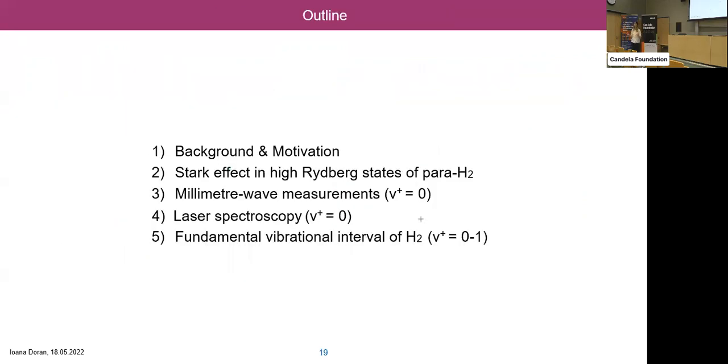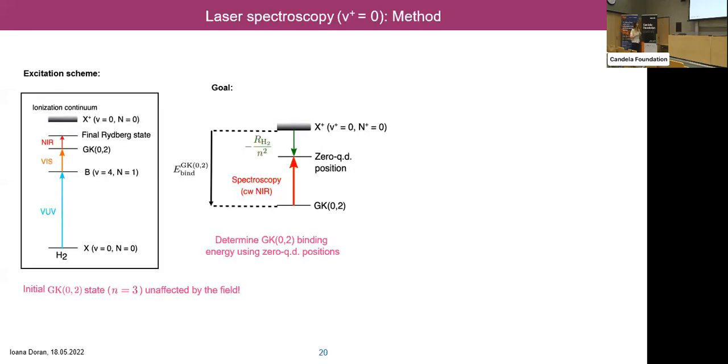So as an alternative, I will now move on and present the second type of measurements that we performed. So these are laser spectroscopy measurements. So I will start with describing the method for V plus equals 0. So this is the ground vibrational state. And here we go back to the initial excitation scheme. So in the last step, we go from the GK state to a final Rydberg state.